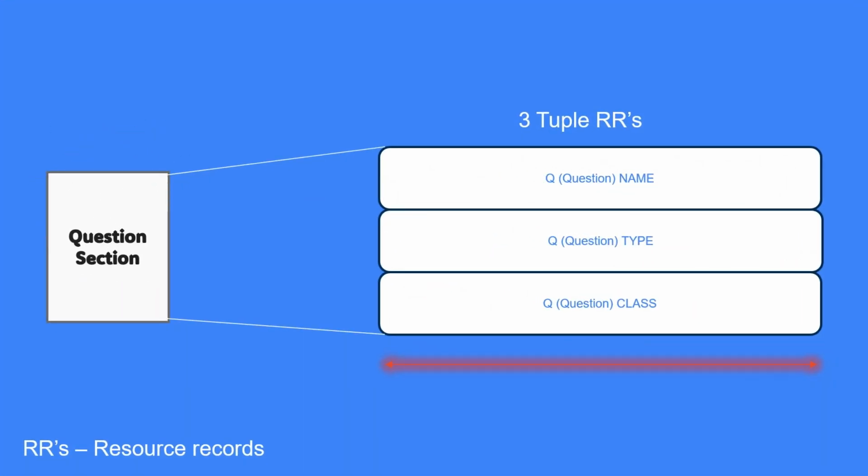Let's jump into the question section specifically. The question section consists of three fields, which is also known as three-tuple resource record information. The name: what is the domain for which we are going to fetch the DNS mapping. So it can be www.google.com. Further, we have the type: what is the type of this resource record. And then the class. So type can be IPv4, IPv6, and class can be internet. We are searching for this on the internet.